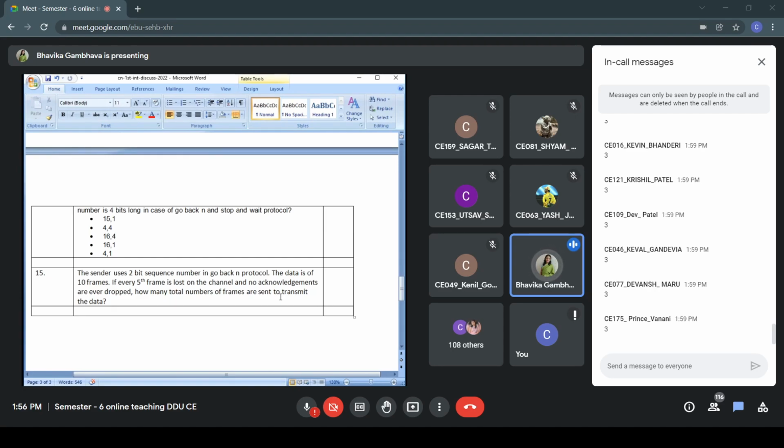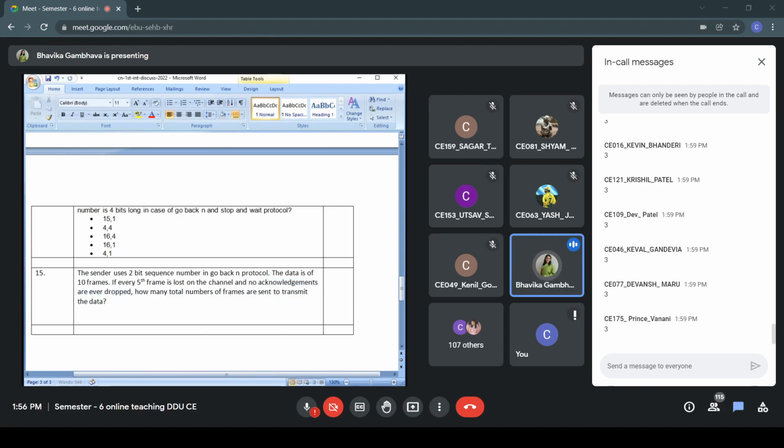Every 5th frame is dropped by the network. So whether that is a retransmitted frame or that is the fresh frame, if it is a 5th frame, then it will be dropped. That is what we are assuming. Of course, that is quite an unrealistic assumption, but still. And no acknowledgements are ever dropped. So you don't have to deal with the cumulative acknowledgement. I'm making your life easier here.